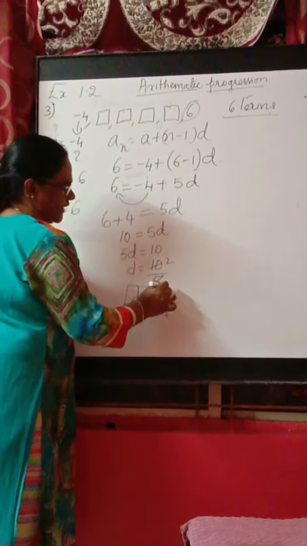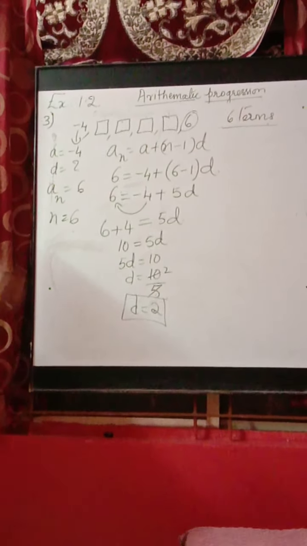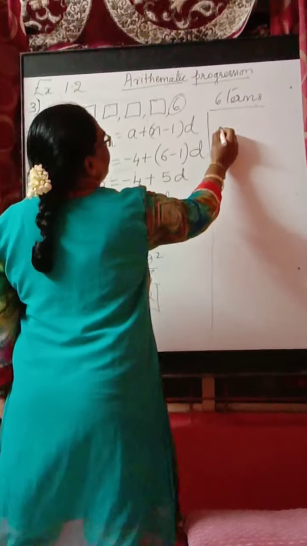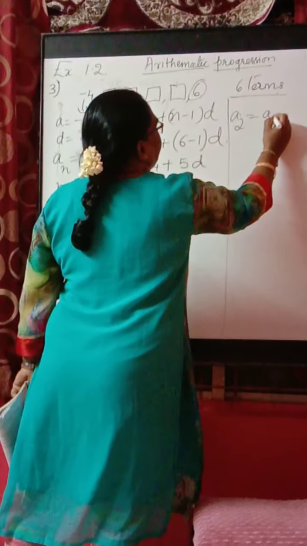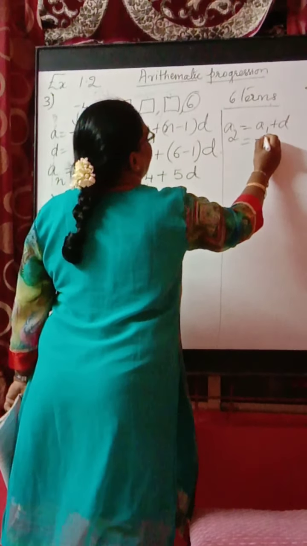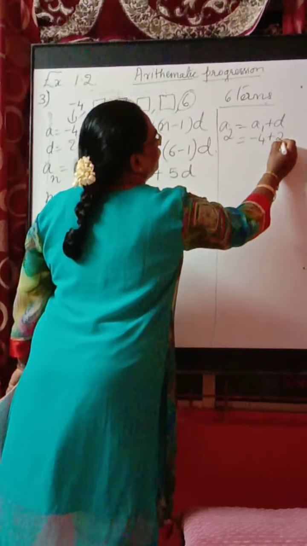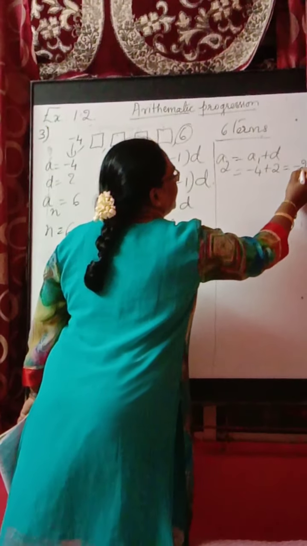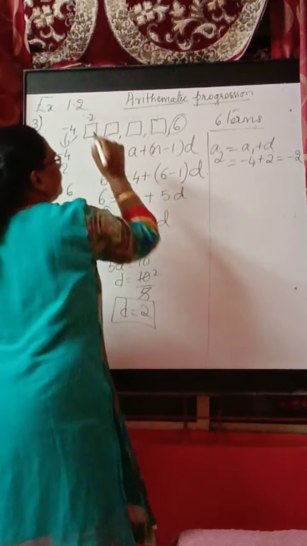Once the value of D comes, keep adding it to the remaining terms. You know that A2, how do you find A2? A2 is equal to A1 plus D. What is A1? -4. What is D? 2. So -4 plus 2 is -2. So this term is -2.